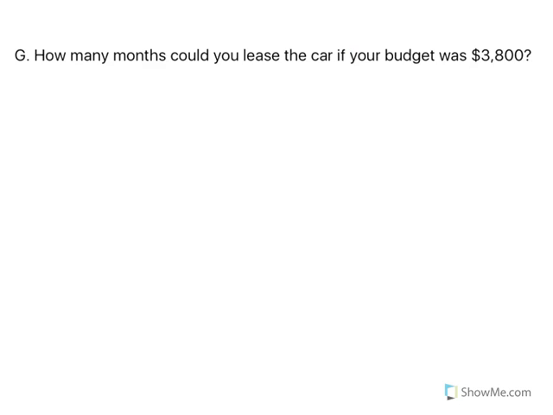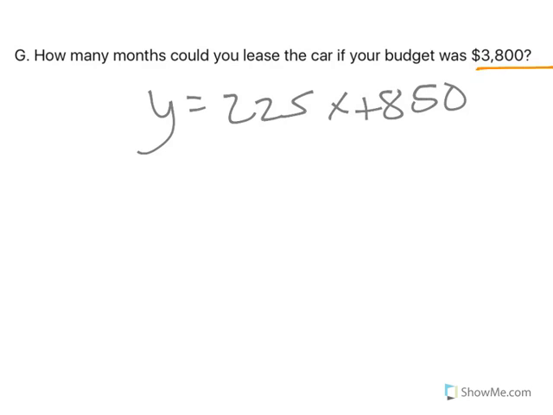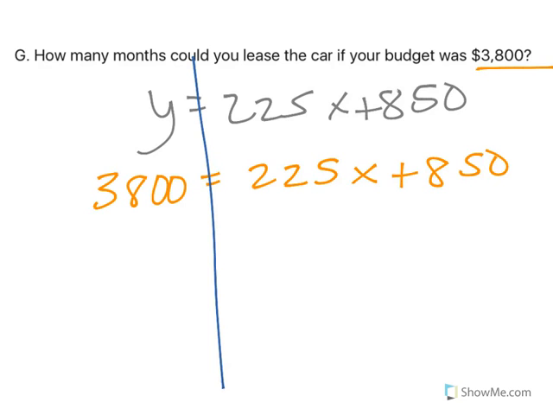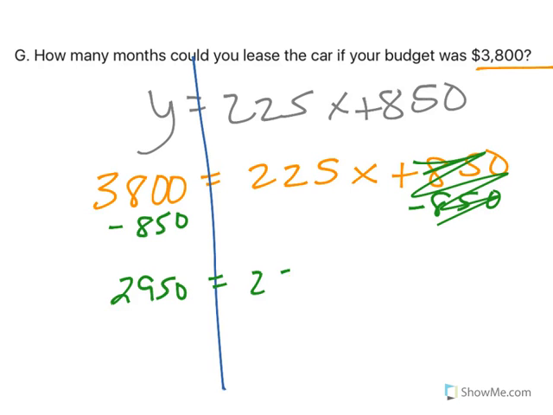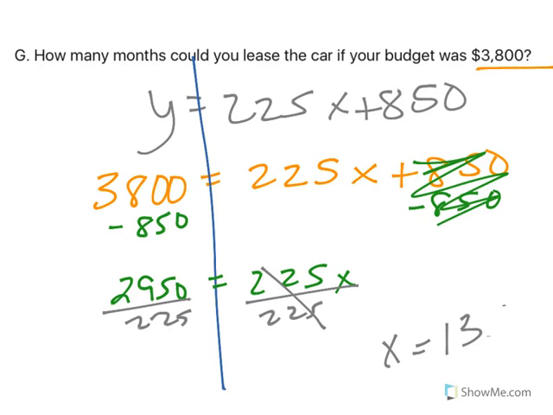Let's say you have a budget of $3,800 and you want to see how long you can lease this car. Well, we've got to work backwards. We've got the 225x plus 850. Well, $3,800 is the total, so it goes with the Y, the total cost. You're trying to figure out how many months, which is X. So I've got to solve this. First, I get rid of the constant. I subtract 850 from each side. So 2950 equals 225x. I divide both sides by 225, and x is 13.1.